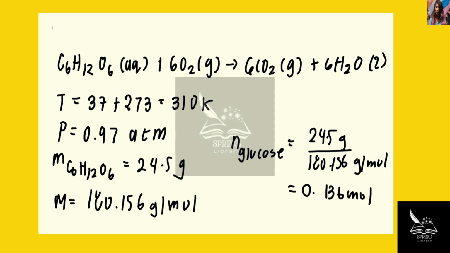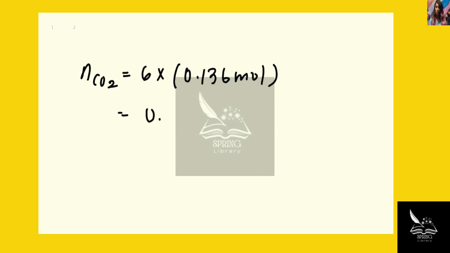Now we have the number of moles of glucose. And if we relate it to our chemical reaction, we see that 1 mole of glucose reacts with 6 moles of CO2. So we see that the number of moles of CO2 is equal to 6 times the number of moles of glucose, which is 0.136 moles, which gives me 0.816 moles of CO2.